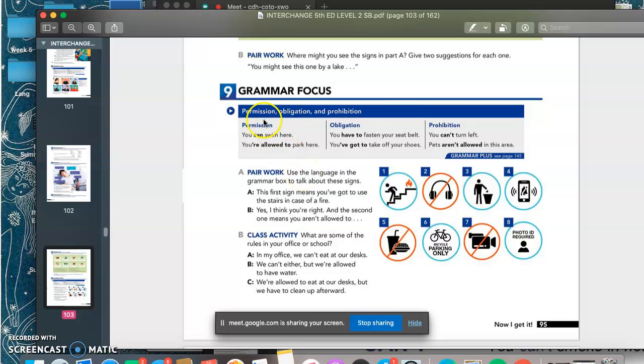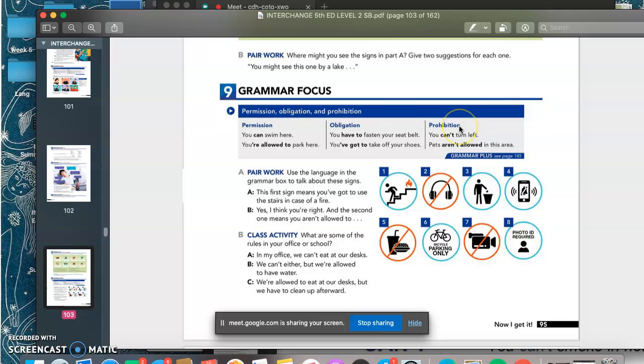For permission, we have can and are allowed to. When you are allowed to do something, it's because you can do it. So if I tell you you can swim here, or you are allowed to park here, it is because you can do it. Then we have obligation, we have have to, and we also have got to. So you have to fasten your seatbelt, or you have to put on your seatbelt. That's an obligation. If I tell you you have got to take off your shoes, that's also an obligation.